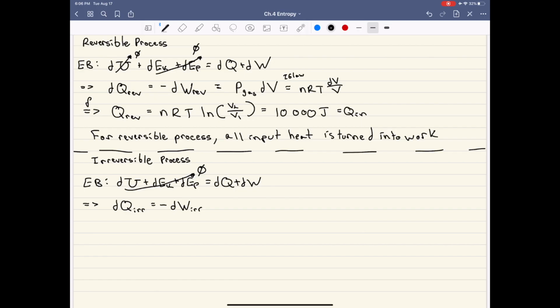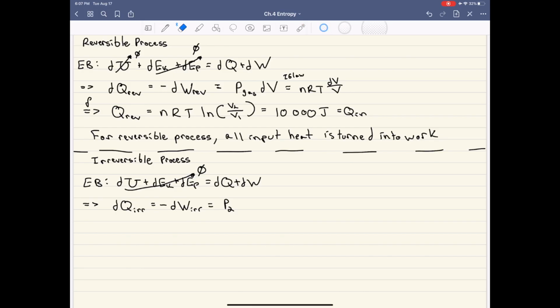Okay? Alright, and so we have dq irreversible is equal to the negative dw irreversible. Alright? And in the irreversible case, we're going to think back to all those examples we thought about earlier, where we saw that the work was going to be equal to just the force that the system is acting against times the displacement. Right?